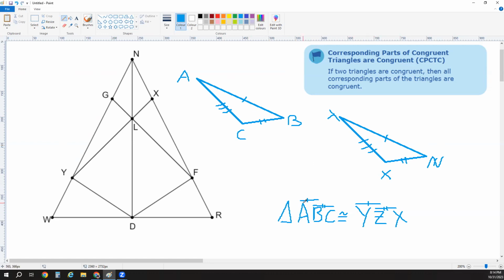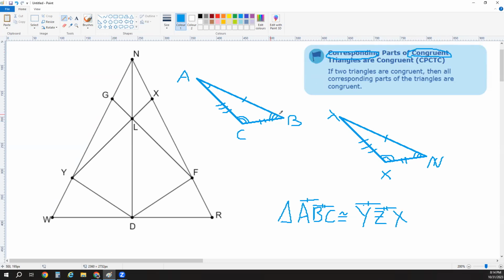And then you would say that vertex A is congruent with vertex Y, vertex C is congruent with vertex X, and then vertex B is congruent with vertex C. And you can mark it whatever order you'd like to mark it. It doesn't matter as long as they mark correspondingly. That's the corresponding parts are congruent.